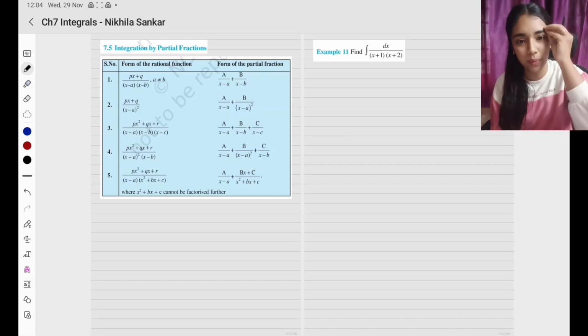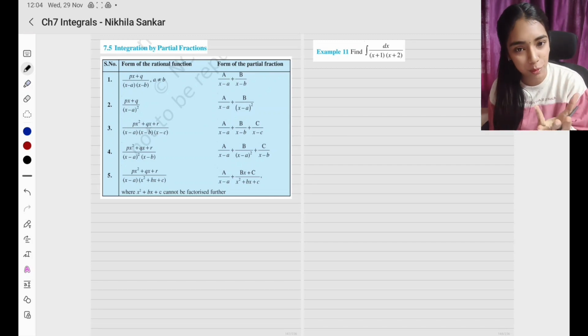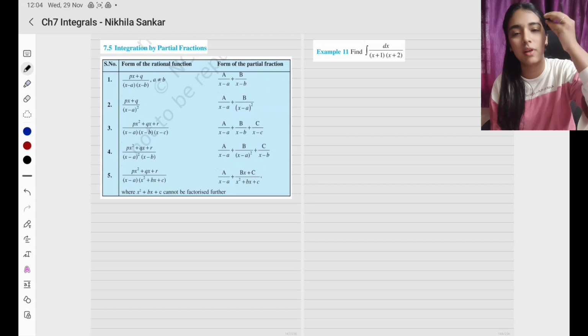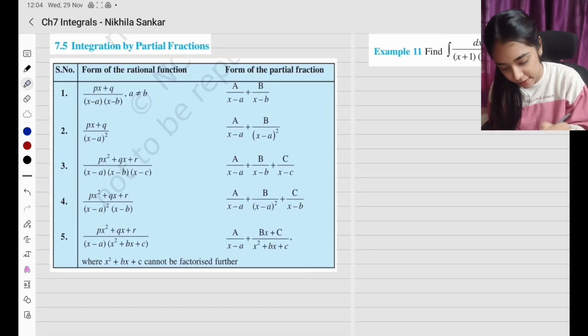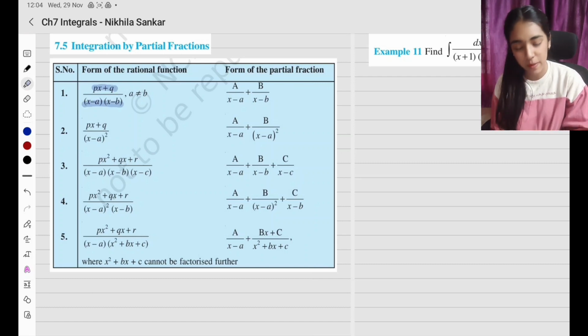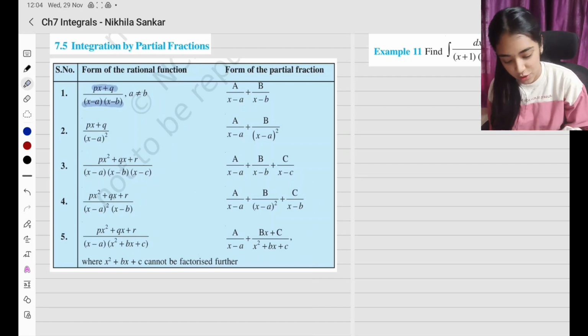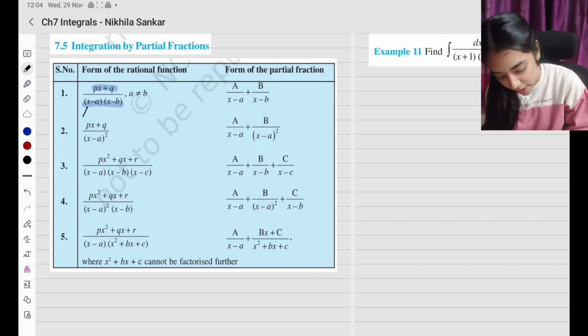ஆனால் இதை வந்து ரொம்ப pay attention. You only have a few formulas in this. இது தெரிஞ்சதுன்னா you'll be able to solve a lot of questions. Okay? ரொம்ப easy. So first, you have px plus q in the numerator divided by x minus a times x minus b. So in that denominator you have x minus a.